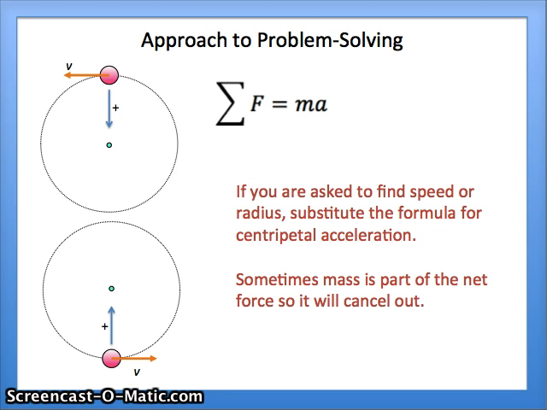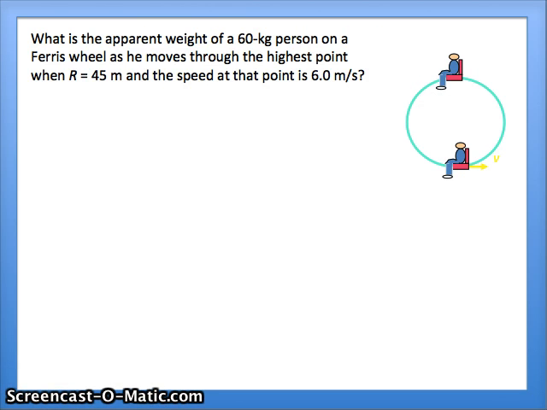And then take a look to see if the problem is asking about speed or radius. In that case, you'll want to substitute the v squared over r expression for the acceleration. And sometimes our forces involve mass, like sometimes we'll have a frictional force or gravitational forces. So look for situations where the mass is not given, that perhaps it cancels out. Let's take a look at a couple examples here.